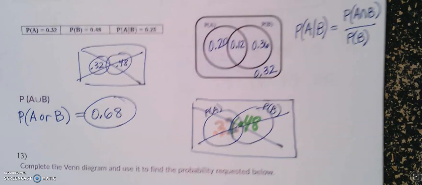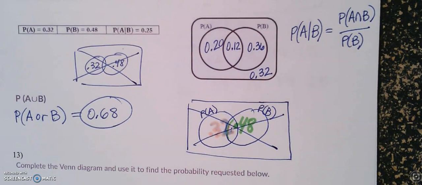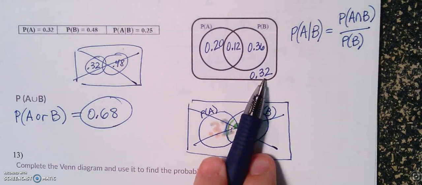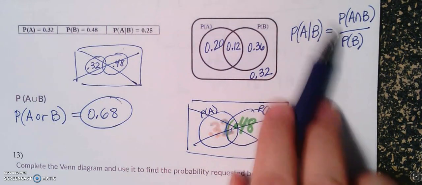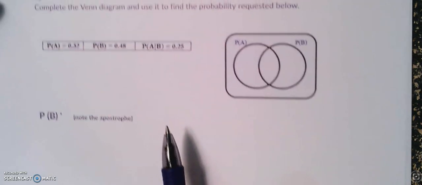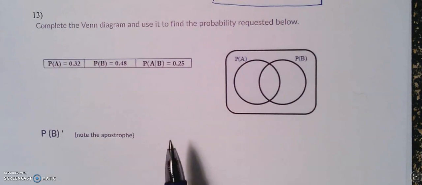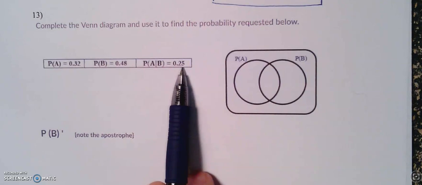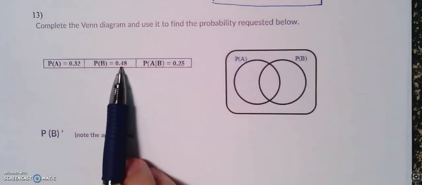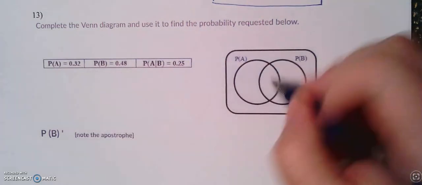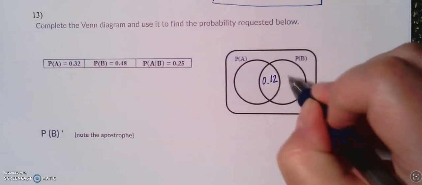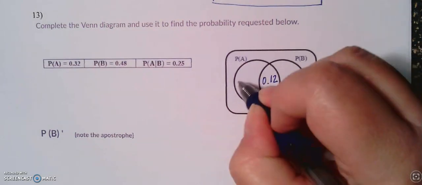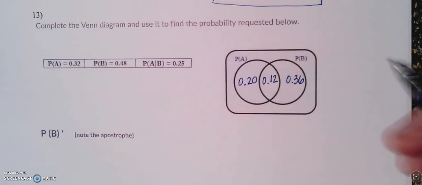Number 13 counts on us correctly being able to finish the same Venn diagram. So everything we did to figure out these numbers here, including using this thought, we have to do again for number 13. So again, the probability of being in A, given that it's in B, is 25%. So 25% of B is also in A. So 0.12 is here. That means 0.36 is over here. It's exactly the same info because it's the same setup.